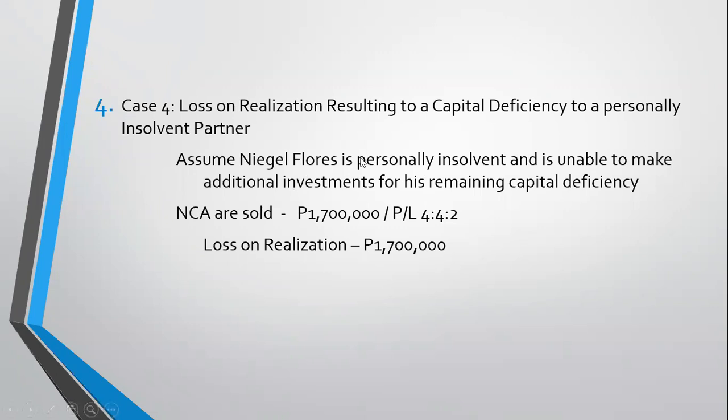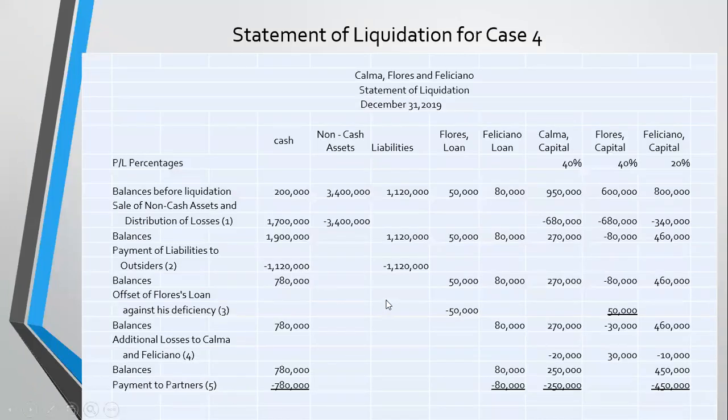And for case number 4, loss on realization resulting to a capital deficiency to a personally insolvent partner. So assume neither Flores is personally insolvent, it is unable to make additional investment for his remaining capital deficiency. Sabihin na natin na yung yun, the same with assumption number 3, 1.7 na benta, ang loss is 1.7 din. So what will happen kung siya ay personally insolvent? So ito yung sinasabi ko na magkakaroon ng additional loss dun sa mga other partner.